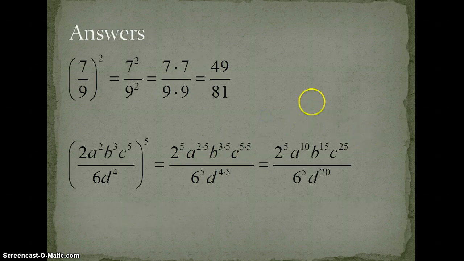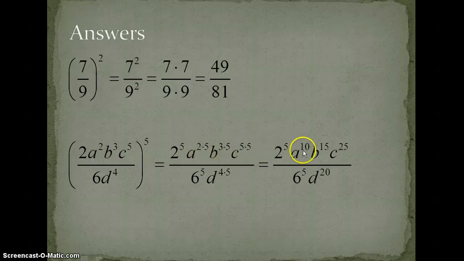Here are the solutions. The top one was easier. 7 squared is 49. 9 squared is 81. Here's the one you really had to be careful with. The 5 goes to the 2, the A, the B, and the C. Because A, B, and C already had exponents, you must multiply them.